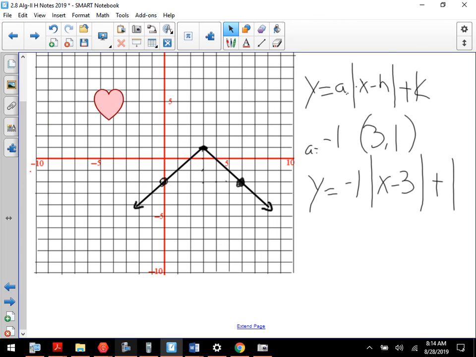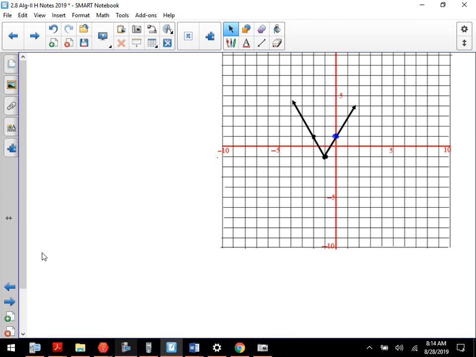Yeah, you don't have to put the 1 there. You can just write it as negative times the absolute value. That'd be fine. If you guys want to just put the negative in front of the absolute value symbol, that's absolutely fine as well. It means the same thing. I usually just write the -1 in, that way we know for certain. Okay. Try one more.